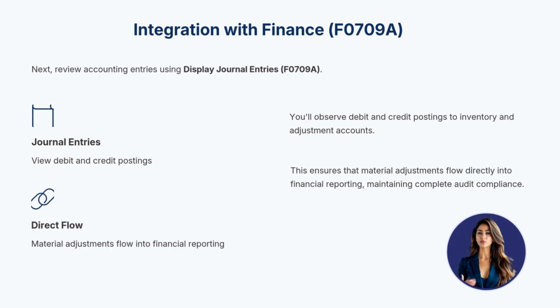Integration with finance, F079A. Open display journal entries, F709A, to validate financial postings. You'll observe debits and credits to inventory and adjustment, GSL accounts. This direct link between logistics and finance ensures accuracy in your financial ledgers and strengthens audit readiness.